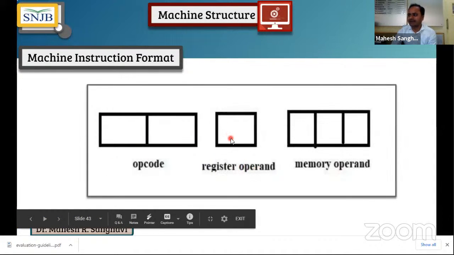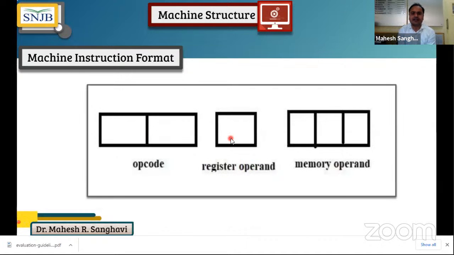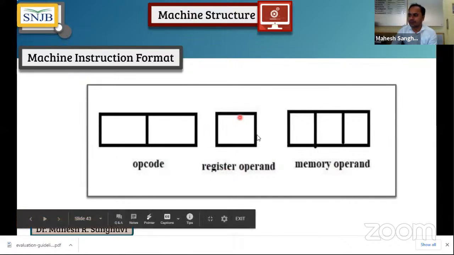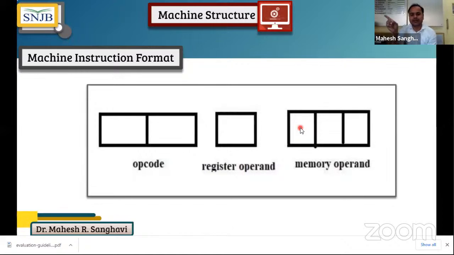The register operand will have one space. The reason is very simple. There will be a maximum of 2, 3, or 4 registers that we have to use. So 1, 2, 3, 4, or sometimes it is given like A, B, C, D, or A register, B register, C register, D register. So that needs only one operand, and one space is needed for that. That is normally the register operand. And next will be the memory operand, where we need 3 digits of data, which will directly point to memory.